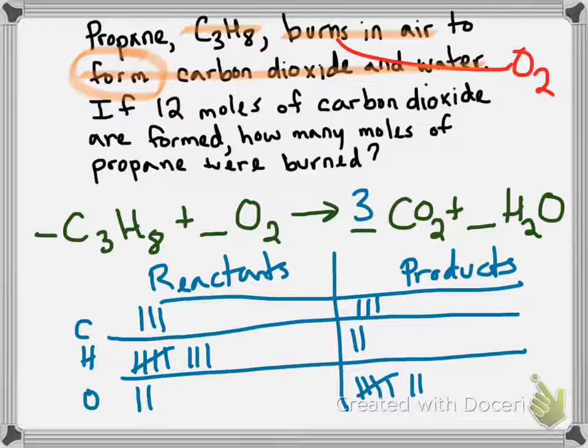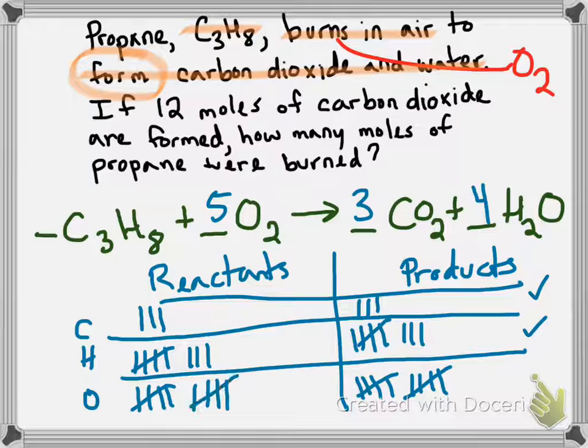My C's are balanced. Now I'm going to balance my H's. I have 8 on my reactant side, so 4 times 2 will give me 8 on my product side. But that 4 also affects the oxygen. So 4 oxygen from H2O plus 6 oxygen from CO2 is going to give me 10 oxygen on my product side. My C's are balanced and my H's are balanced. In order to get 10 oxygen on my reactant side, it would be a 5, because 5 times 2 is 10. And so now everything is balanced.